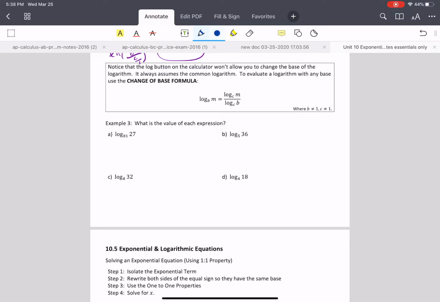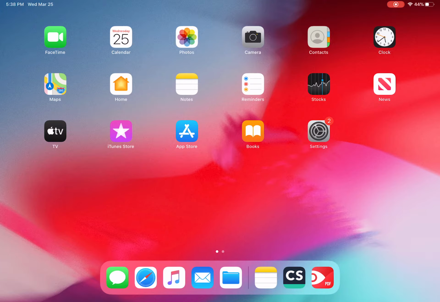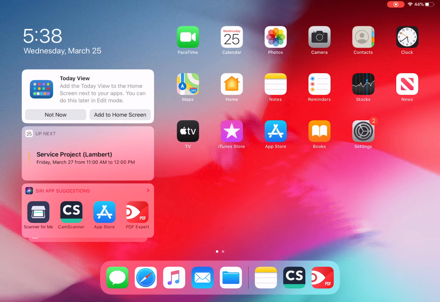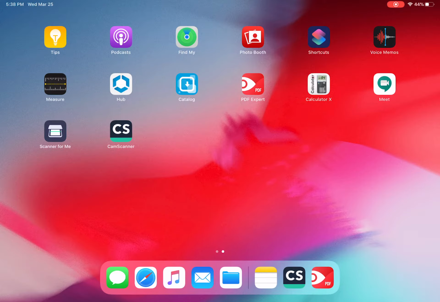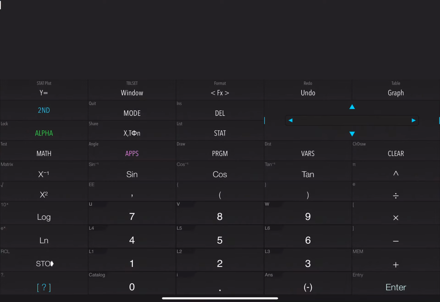Now, if you look at the log button on your calculators, if you press that, you'll notice that I only have two options for logs. I have log, and then it already puts the parentheses there for me, so I can't actually do anything but the common log. Or I have the ln right there.